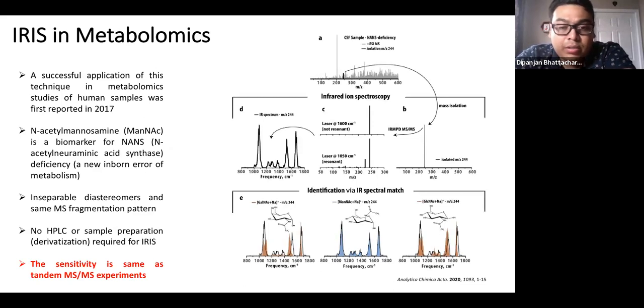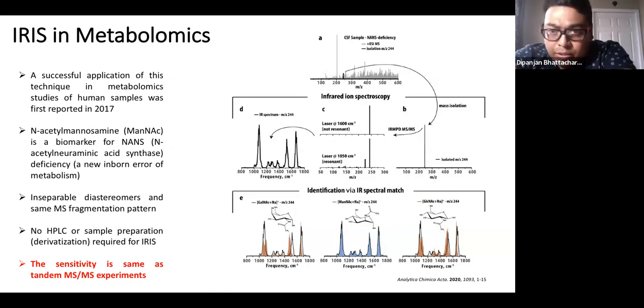There are different possible biomarkers that they were not able to distinguish between. So those are the three at the bottom. And so the technique is, when they ran the cerebrospinal fluid sample of the patient, they did a mass isolation, which is the molecular ion of 244. And they used different IR lasers, as you can see in this picture.